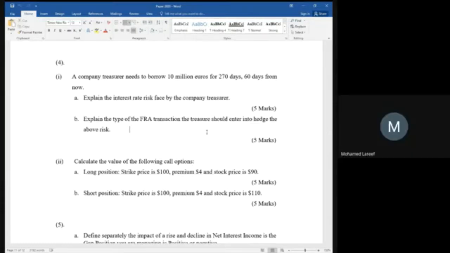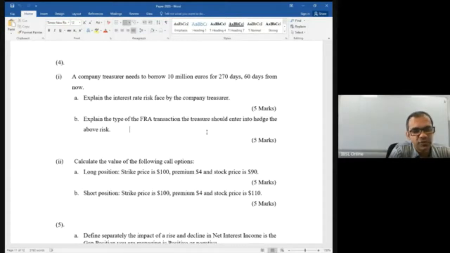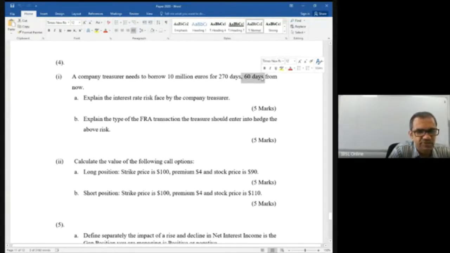So 2 by 11. Yes, you should buy a FRA 2 by 11. What does it mean? The FRA contract will come into effect in 2 months and for another 9 months period, because the treasurer wants to borrow in 60 days. That means 2 months from today, and for a 9 months period. So the total period from today is 11 months, and the borrowing period will start after 2 months from now. So therefore the answer should be buy a FRA 2 into 11. That would be enough.